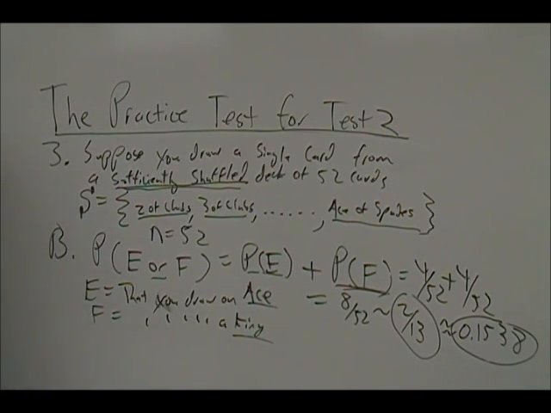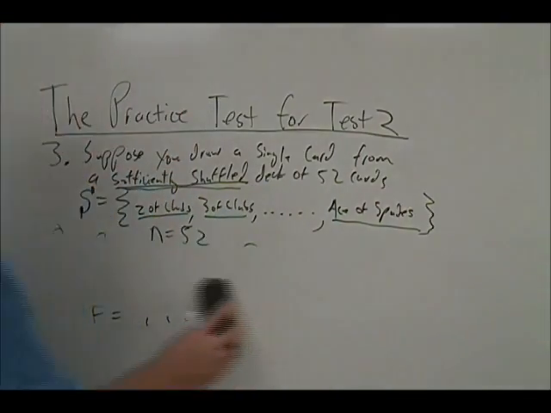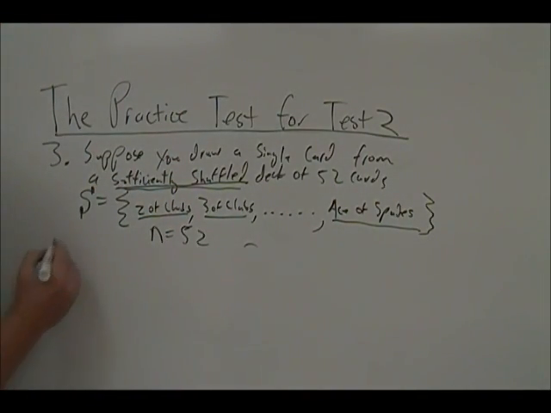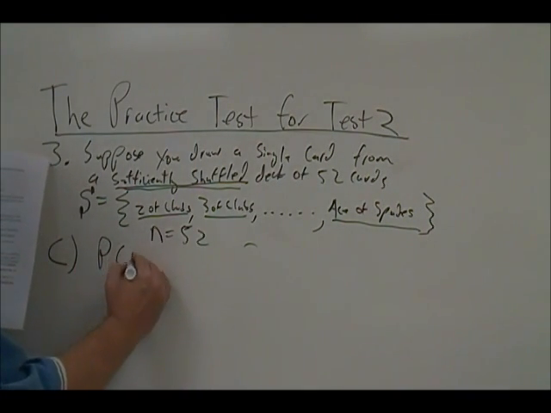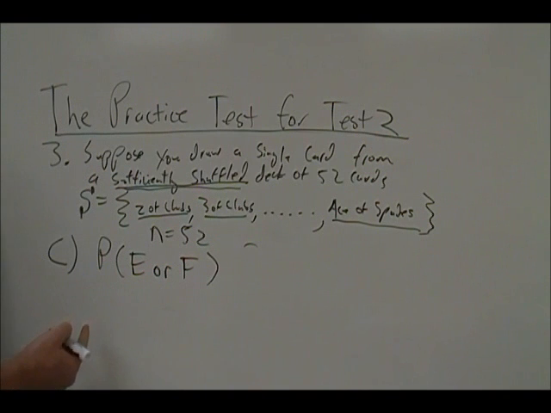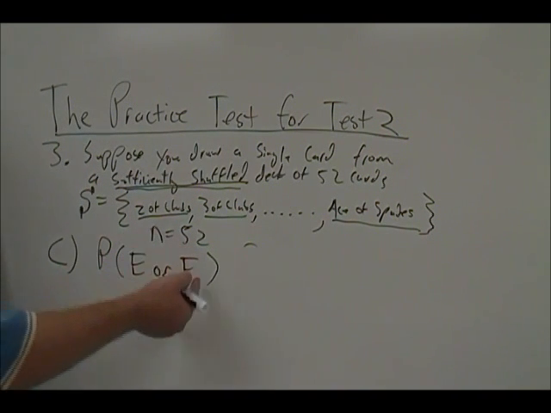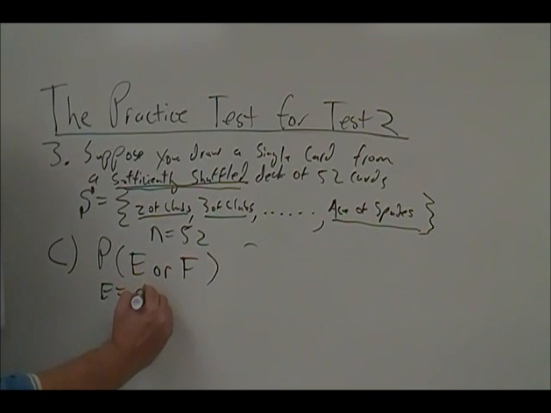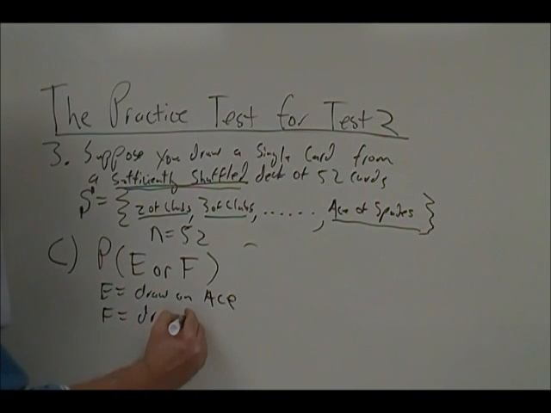All right, so now we move on to 3C. For problem 3C on the test, it says, what's the probability you'll draw either an ace or a spade? So once again, it's an either-or statement. So we have another compound probability here, the probability that either the event E occurs or the event F, but now we're saying what's the probability of drawing either an ace or a spade? So here E is draw an ace, and F is the event that you draw a spade.